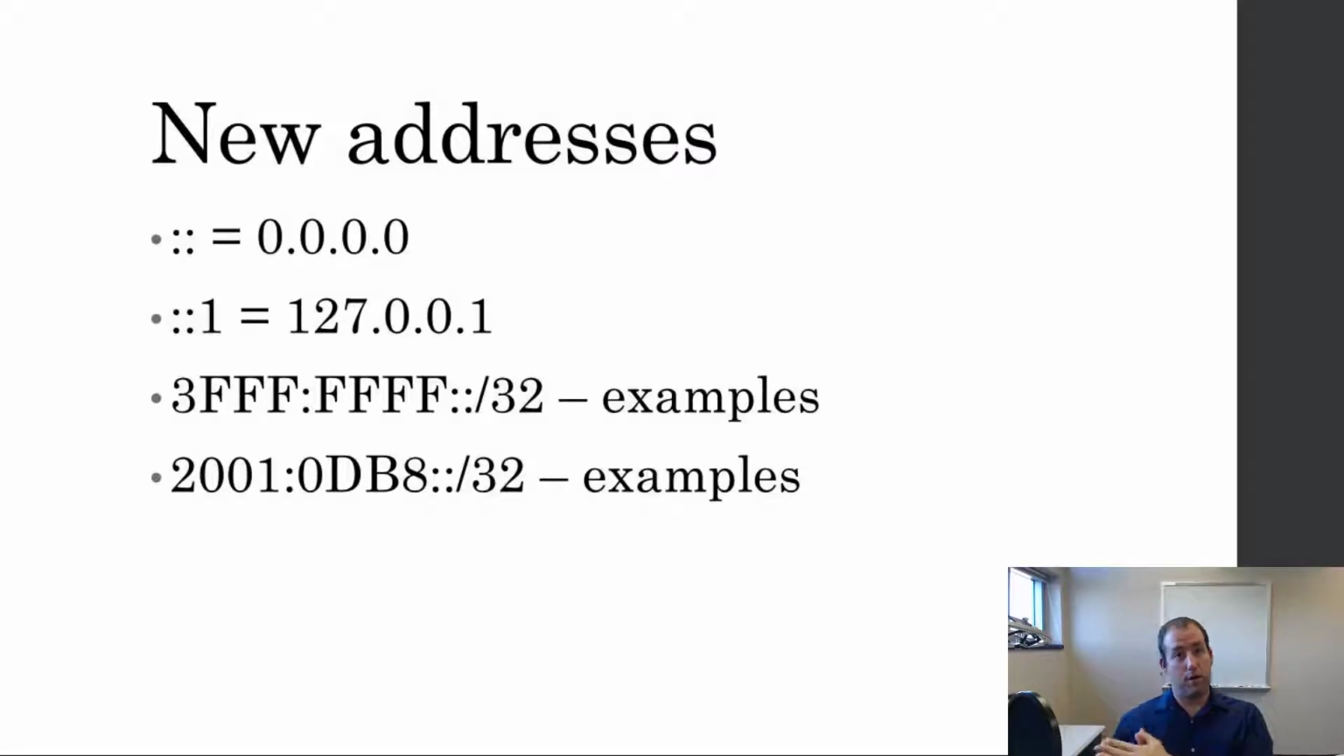127.0.0.1, the localhost address, that loopback address that your computer uses to talk to itself, well, that's colon, colon, one. So again, even shorter in IPv6. And those are the only addresses that are going to be shorter in IPv6 than in IPv4.